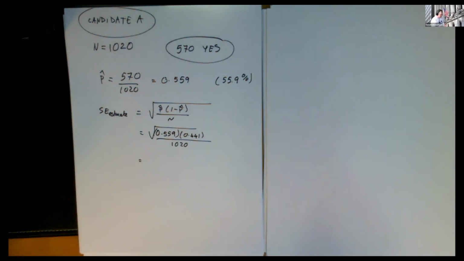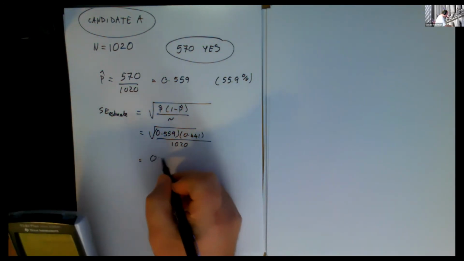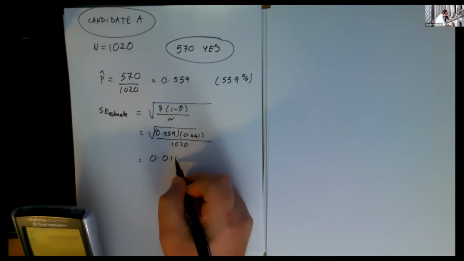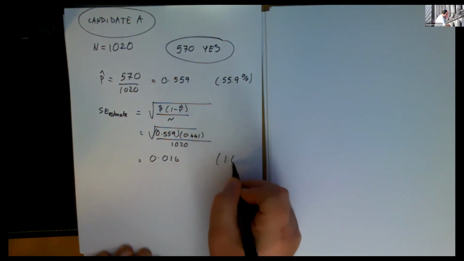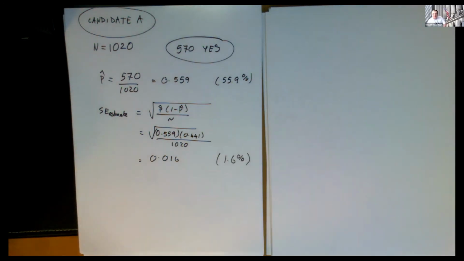So I'm doing this on my calculator. So I have a square root of 0.559 times 0.441. And I'm going to divide that by 1020. And I get the answer 0.016 to 3 decimal places, or 1.6%. We cool with that so far?